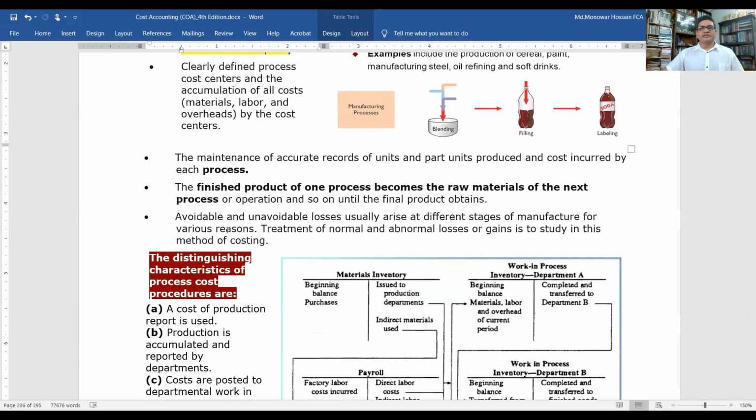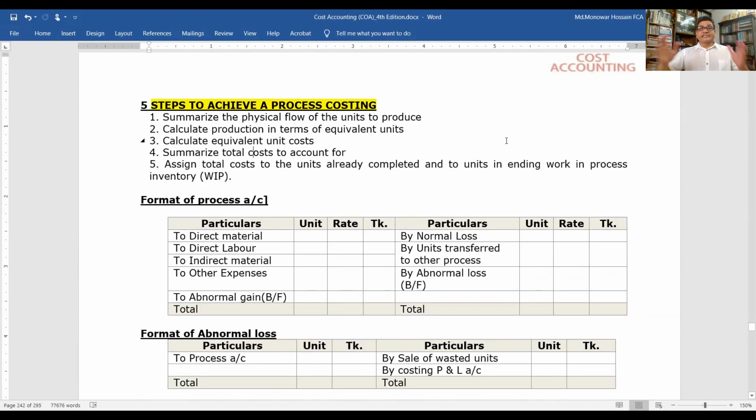Avoidable and unavoidable losses usually arise in different stages of manufacturing for various reasons. Steps to achieve process costing: first, summarize the physical flow of the units produced. Then calculate the production in terms of equivalent units, calculate the equivalent unit cost, summarize the total cost to account for, and assign the total cost to the units already completed and to the units in ending work in progress inventory.